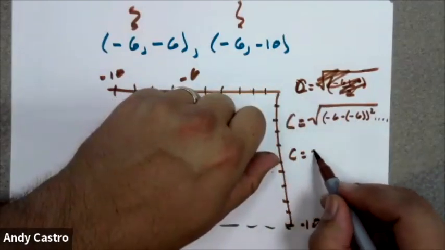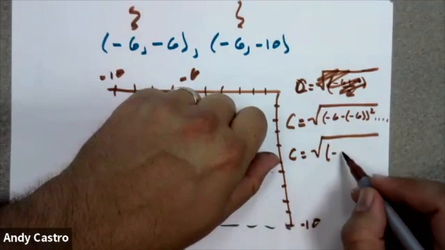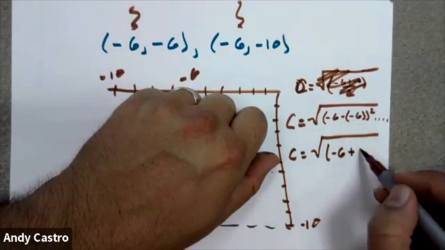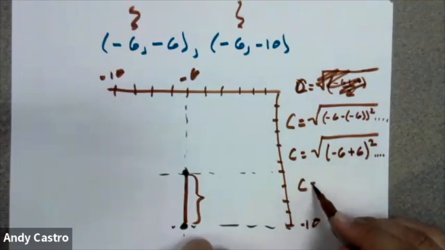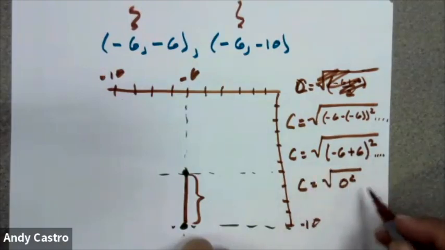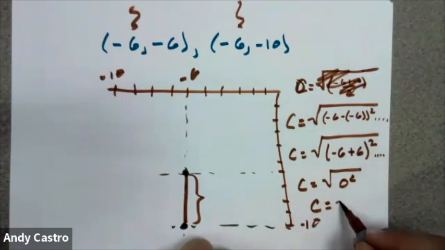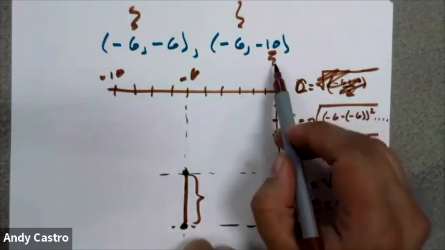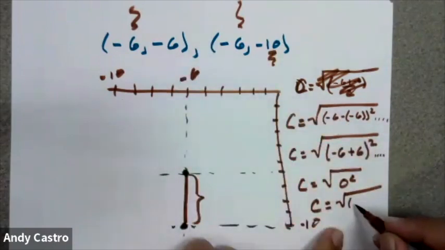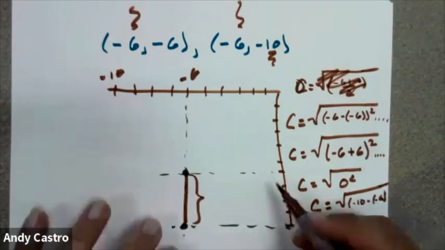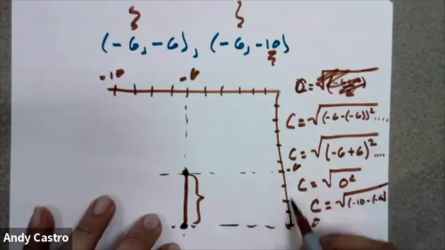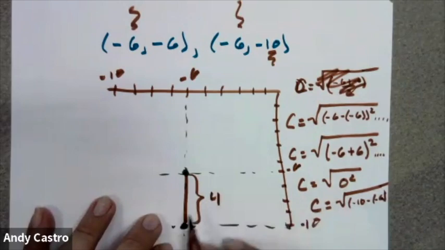So this ends up being -6 and then plus 6 quantity squared. So -6 plus 6 is 0. 0 squared is just 0. So what you're left with is the y part. y is -10 minus -6, and then that quantity squared, which is just going to be this here. So this goes from -6 here down to -10, 7, 8, 9, 10, 1, 2, 3, 4. This is literally 4. That's going to be the distance.